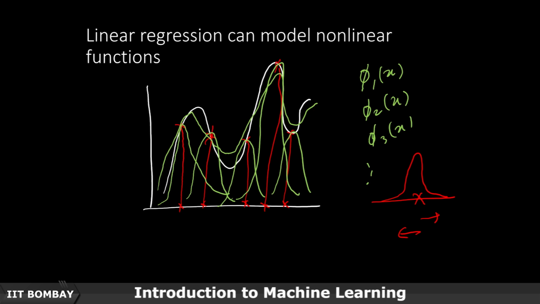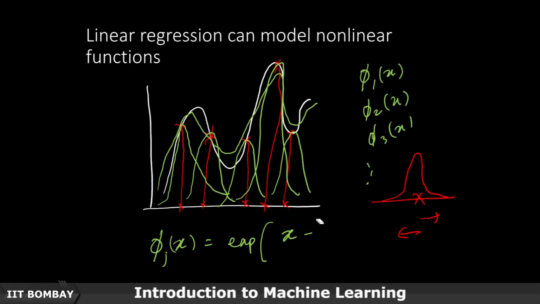So what are these curves? If it has a Gaussian type shape, then it is going to be something like exp minus of x, let me write it here. So phi j of x is going to be exp of x minus, I will call this some mu.